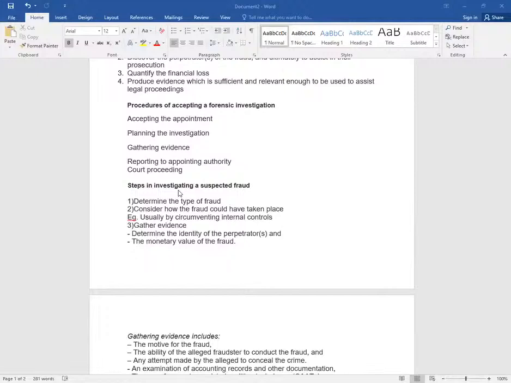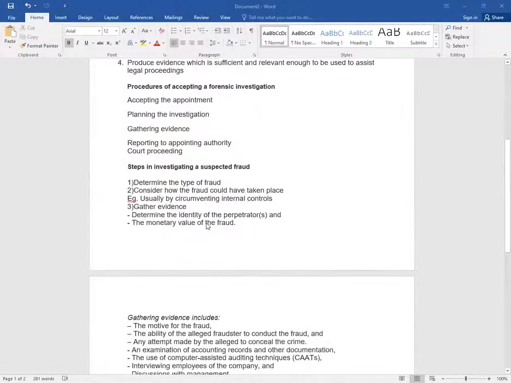Scheme, fraud scheme. You must determine the type of fraud. Number two, consider how the fraud could have taken place. Consider the motives, etc. So consider how the fraud could have taken place, usually by circumventing internal controls. Number three, gather evidence.